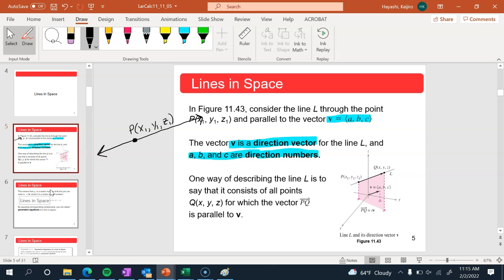So basically a line is defined by having a particular point in the line and also having a particular direction. Those are the two things that you need to define a line: a point that is on the line and a direction that the line is going in.